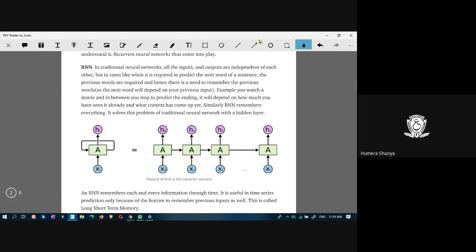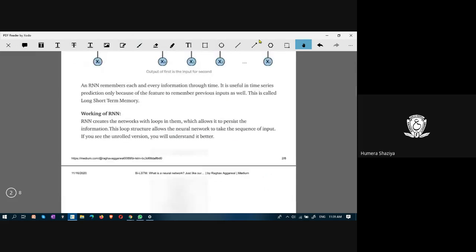It is self connected. So when you expand this for values between 1 and n, or 1 and t, here t, because it is all about time, previous time, present time, and next time. Then you get this kind of architecture for RNN.